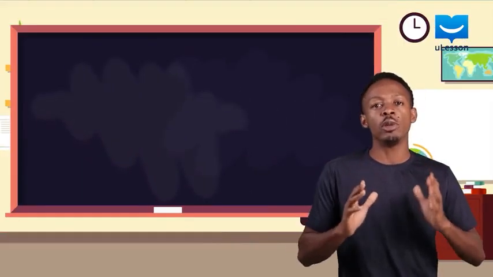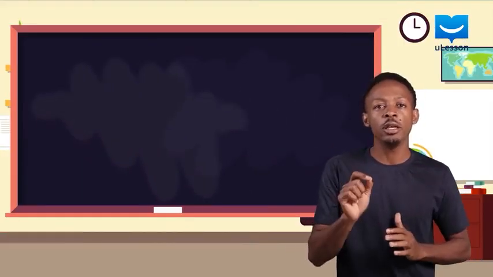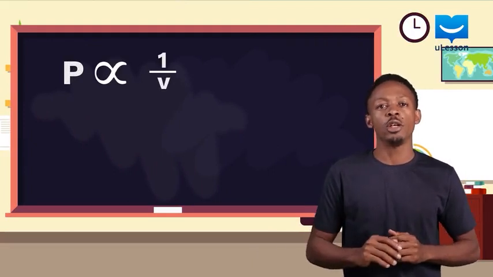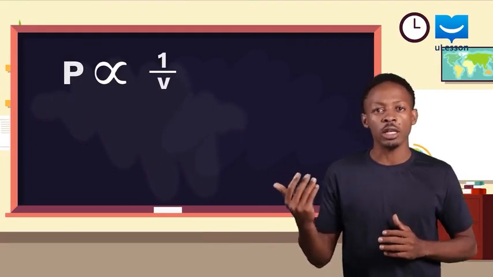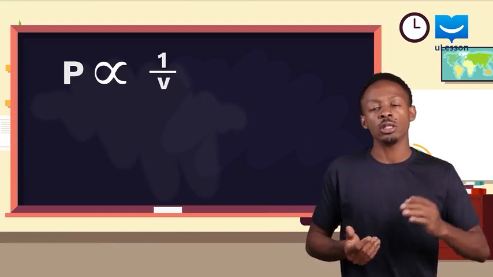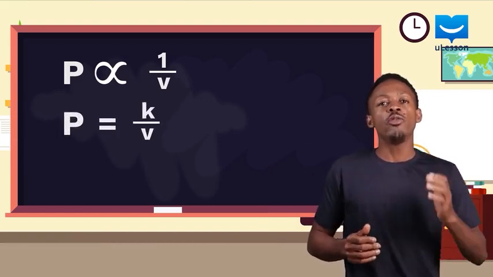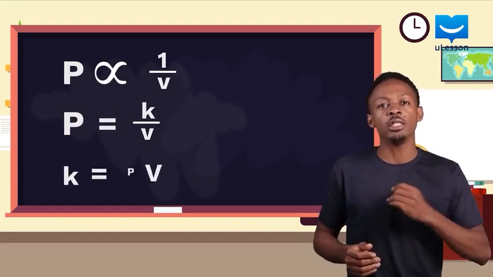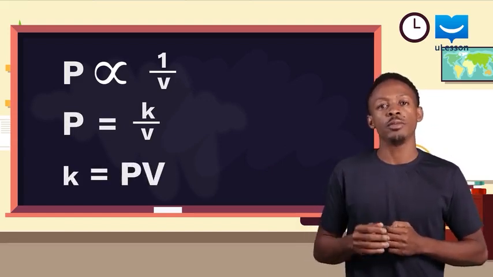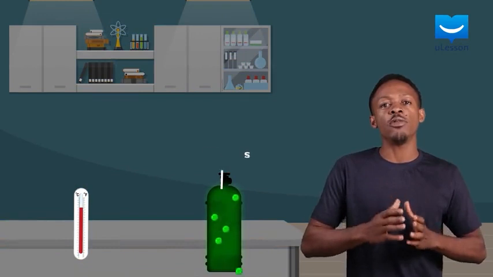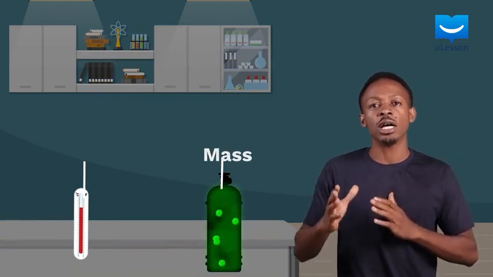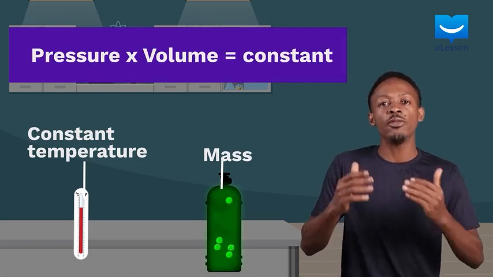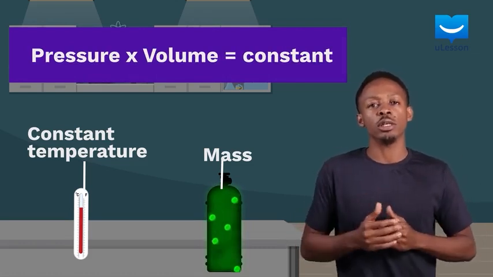This can also be written mathematically as pressure P is inversely proportional to the volume V. To remove this proportionality sign, we will insert a constant, K. If we make K the subject of the formula, then we have K is equal to PV. What this means is that for a constant mass of this gas at a constant temperature, the product of the pressure and the volume must be constant.